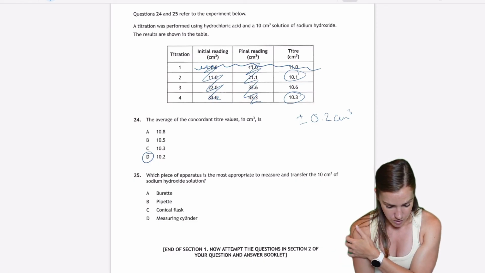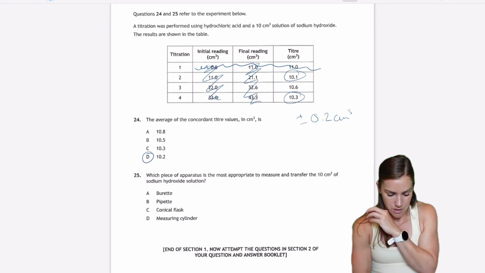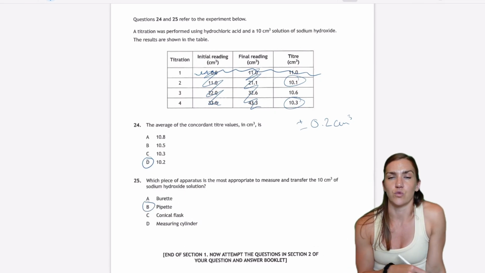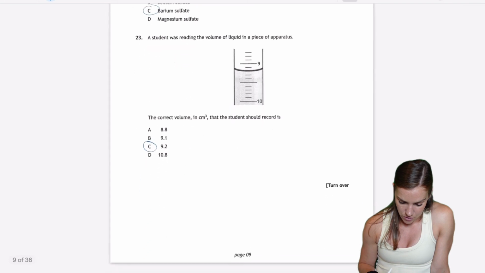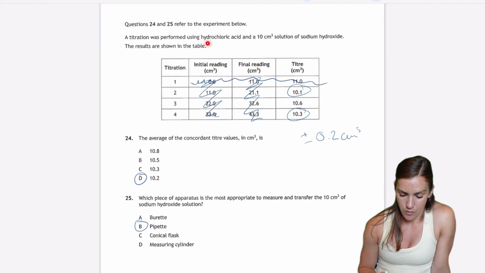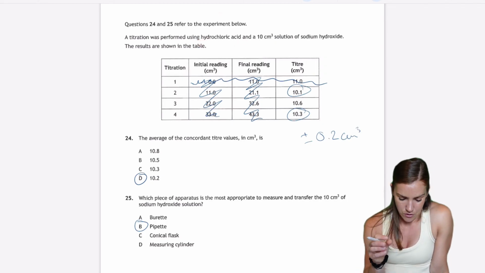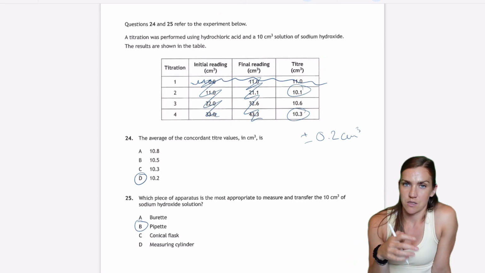And then last question, which piece of apparatus is the most appropriate to measure and transfer the 10 centimetre cubed of sodium hydroxide solution? So the sodium hydroxide solution is the sample. That's what you're titrating. And we always measure the sample volume using a pipette. That's the most accurate way. The hydrochloric acid, which in this case is what we would class as the standard solution. It's not actually saying in this question. So because the titration was performed using hydrochloric acid, that's your standard solution. That's what goes in the burette. The conical flask holds the sample, but you wouldn't use the volume measurement on the side of it to measure the volume of the sample.